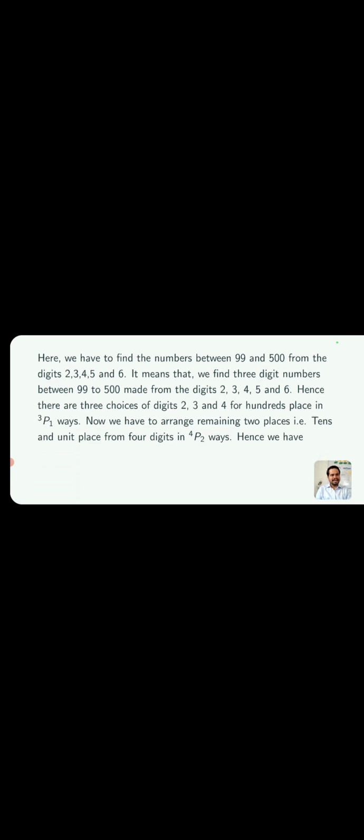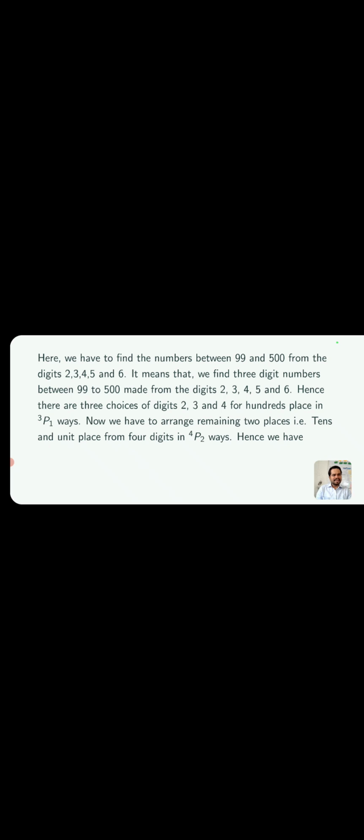If you observe, if you take the first position as 4, then what happens? Is there any idea? And if the first position is 5, is it possible? Is it possible to take the first position as 6? No. Why? Because these numbers are outside the range of 99 to 500. Did you get my point? So we have to find the numbers between 99 and 500.